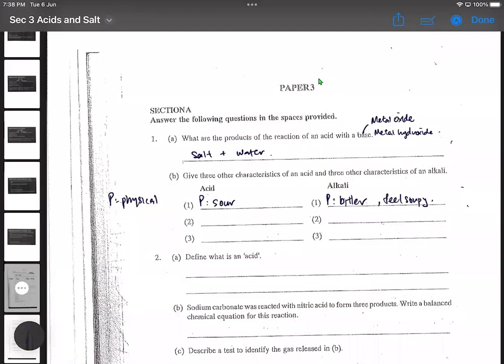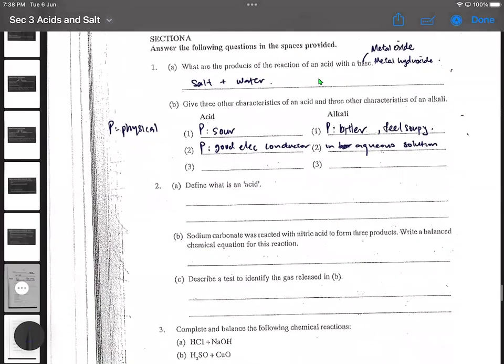So all the taste and touch are physical for these two. Then another physical property that is for both acids and alkalis, we say that they are generally good electrical conductors in an aqueous solution. Okay, this is for both of them. The rest of the categories we won't really put under physical properties, but characteristic is fine.